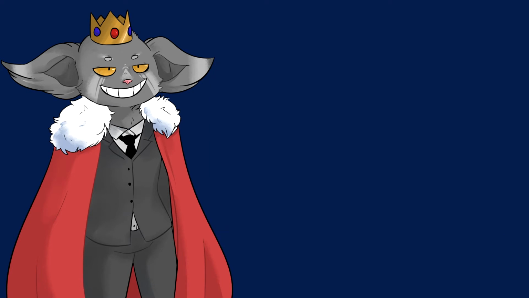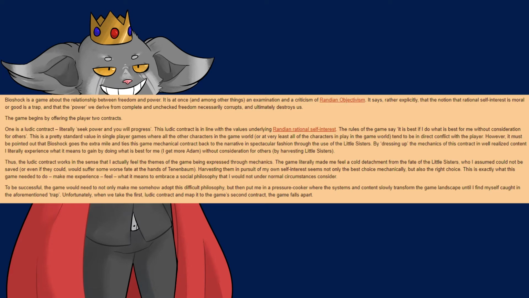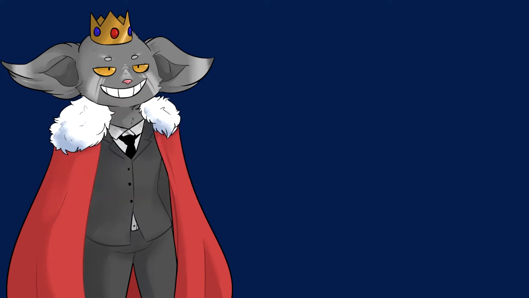He used the term ludonarrative dissonance to describe BioShock as being contradicting in its gameplay and its story, because the story is about the relation between freedom and power, and it says, rather explicitly, that the belief that rational self-interest is moral or good is a trap, and that the power we derive from complete and unchecked freedom necessarily corrupts and ultimately destroys us. He puts forward that the gameplay enforces rational self-interest, where the story enforces the idea that the power we derive from unchecked freedom and the belief in the goodness of rational self-interest can destroy us.